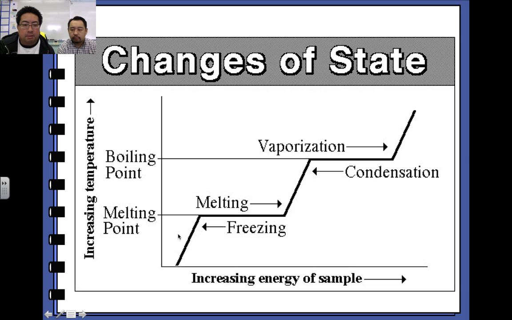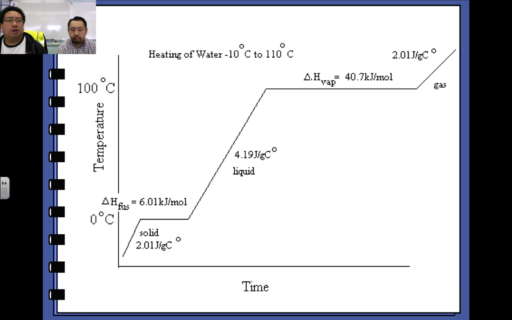So that means that the temperature is increasing to the melting point. For the solid, it melts. Then the liquid will continue to increase its temperature to the boiling point, where it will vaporize, and then from there it'll continue to go up, and then it'll do the reverse if the energy is decreasing, or the temperature is decreasing.